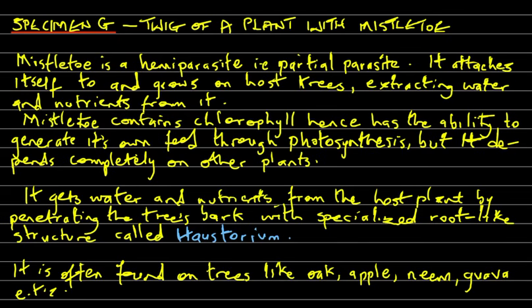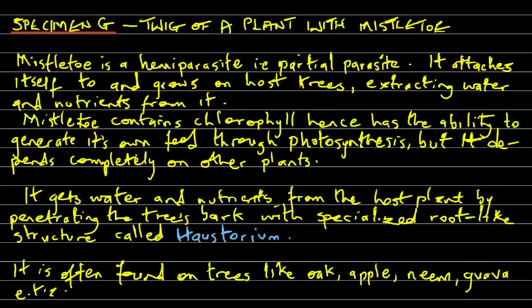It attaches itself to its host and it grows on its host, extracting water and nutrients from the host. That is why we refer to it as a parasite. It is benefiting from the host, but the host is not benefiting from it. Mistletoe contains chlorophyll. It is a chlorophyllous organism, hence it has the ability to generate its own food through photosynthesis. But this particular organism will not do that. It rather depends on the host completely for food or for nutrients.